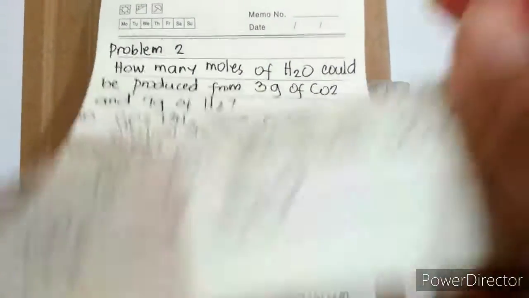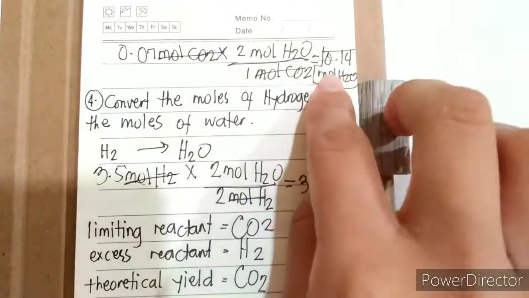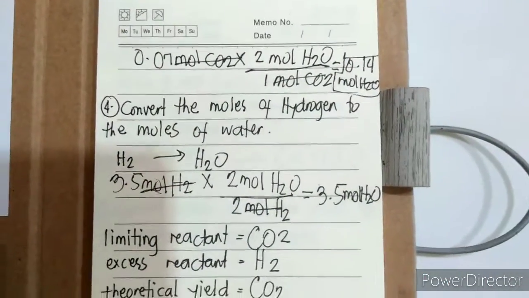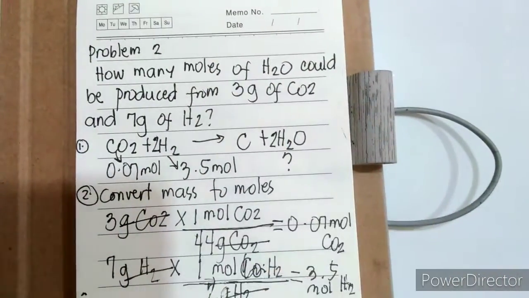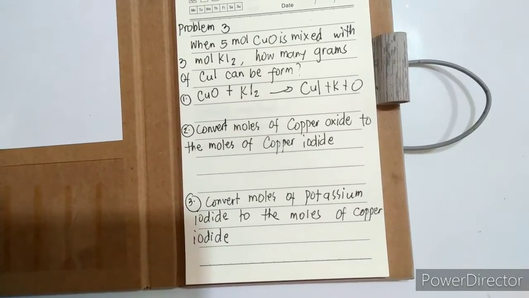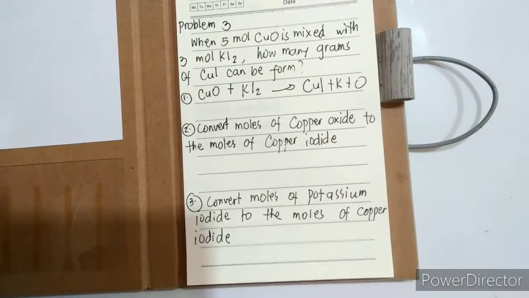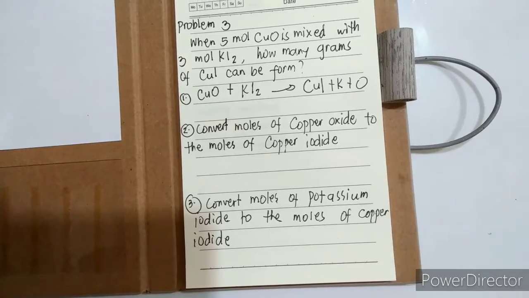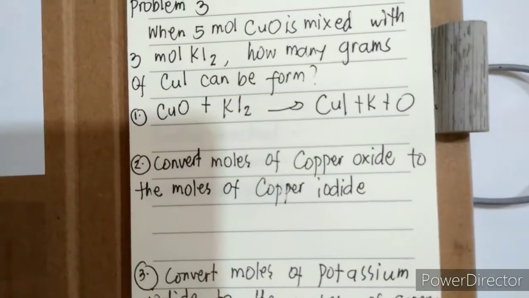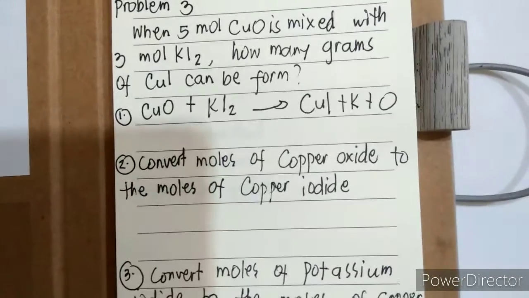So we have 0.14 moles of H2O produced by the reaction of problem number 2. So that is problem number 2. And let us now proceed to problem number 3. So when 5 moles of CuO is mixed with 3 moles of KI2, how many grams of CuI can be formed? So same process. So step 1, let's have the balancing of the chemical equation.